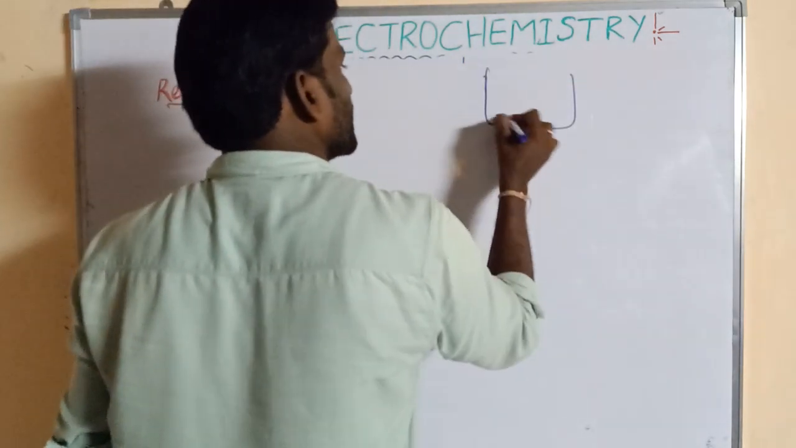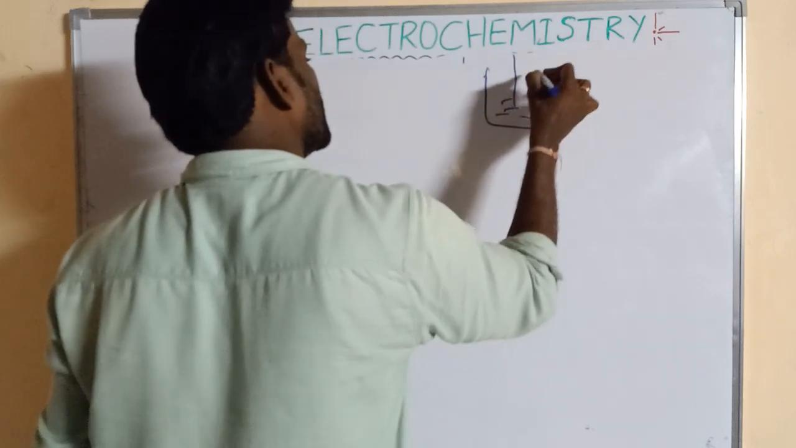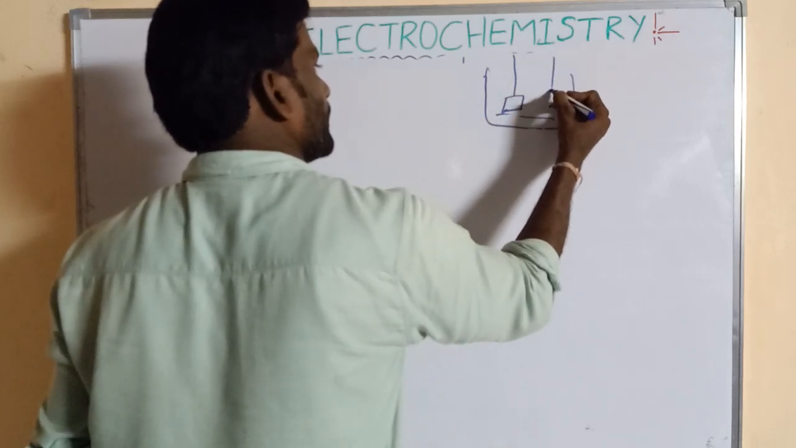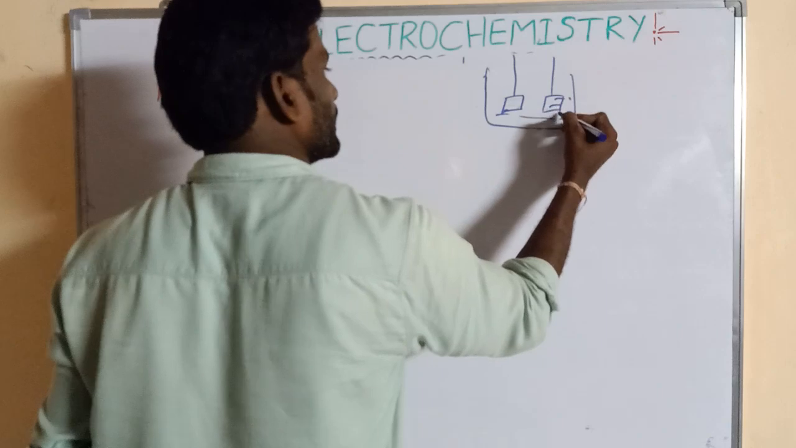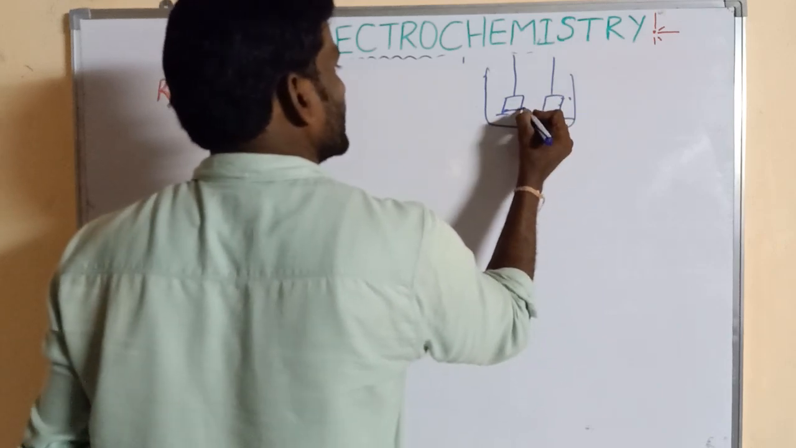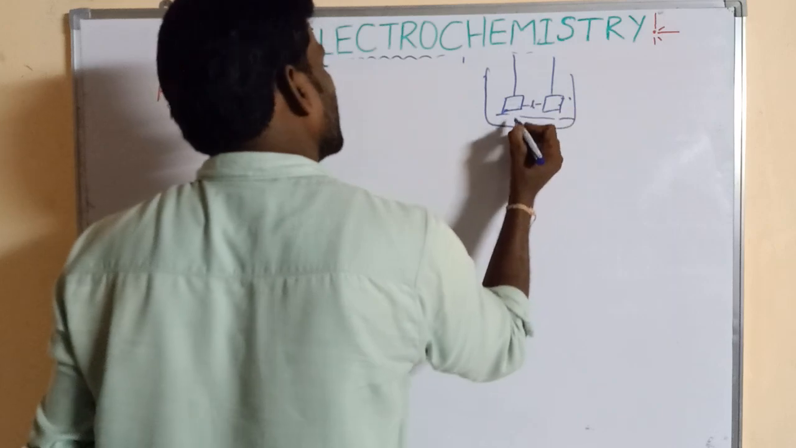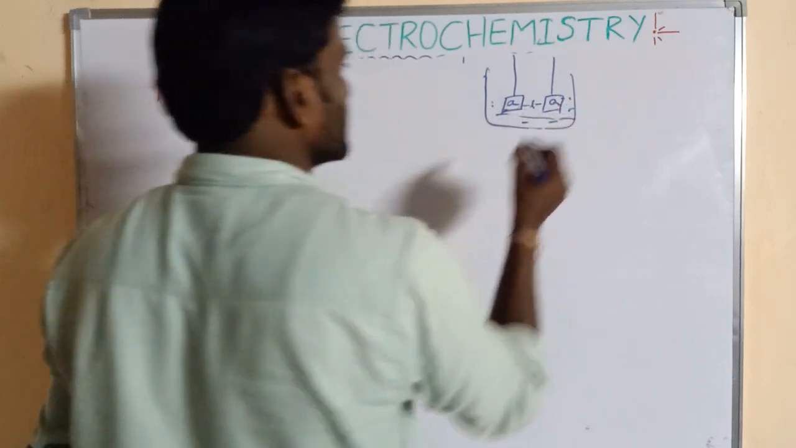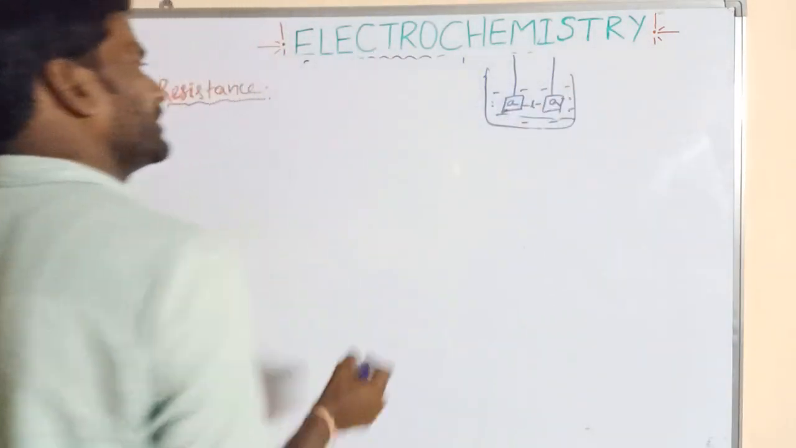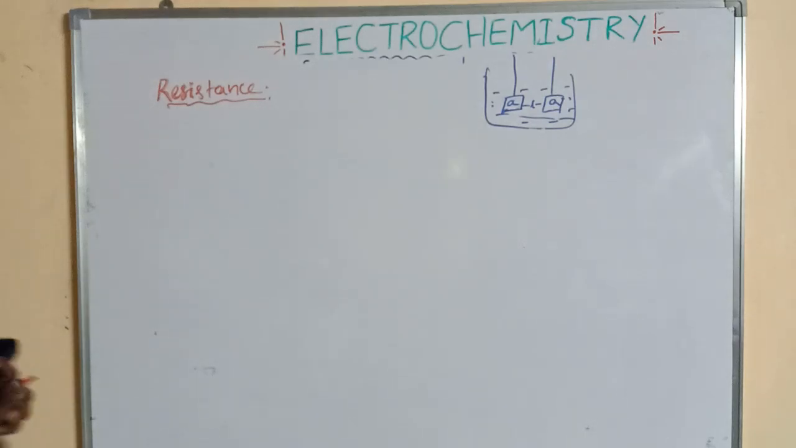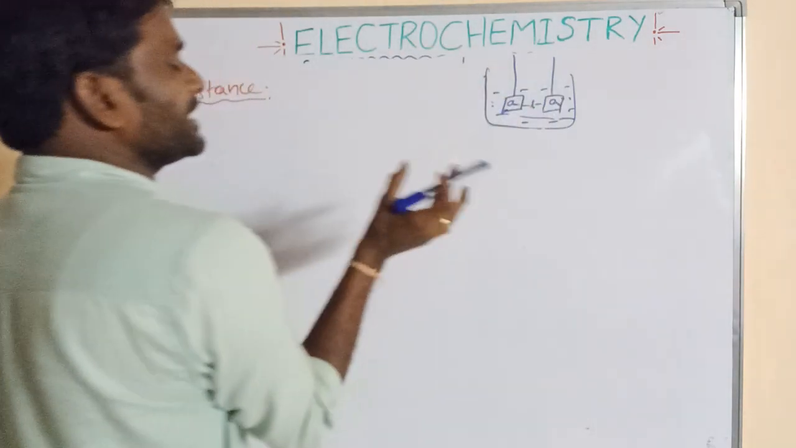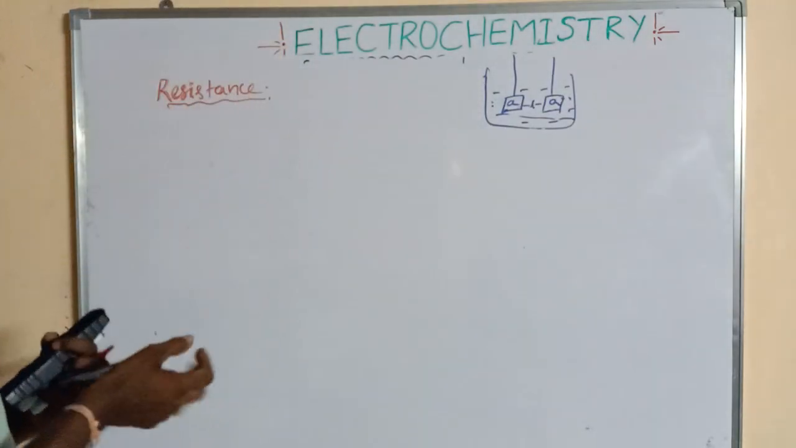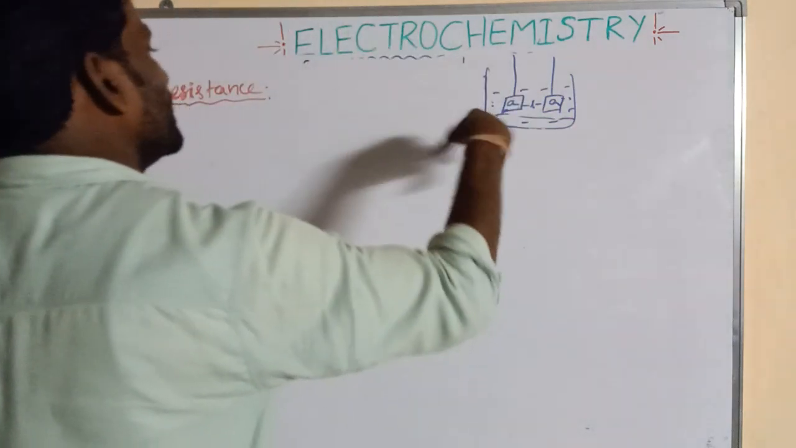So this is an electrolyte. Two electrodes are present in this electrolyte. These two electrodes are separated by distance L. The cross section area of these electrodes is A. Now every substance obstructs the passing of current.